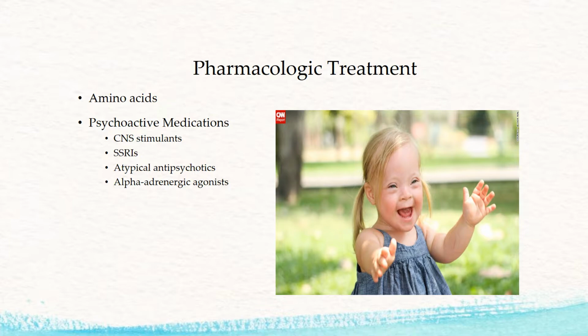Pharmacologic treatment. There is still a lot of research being done when it comes to pharmacological treatment. For those with Down syndrome, amino acids can be given to help with brain activity. Others take psychoactive medications such as central nervous system stimulants, SSRIs, atypical antipsychotics, and alpha-adrenergic agonists.